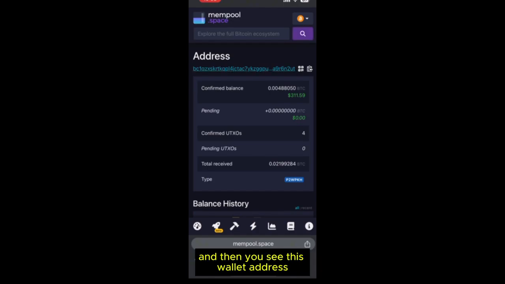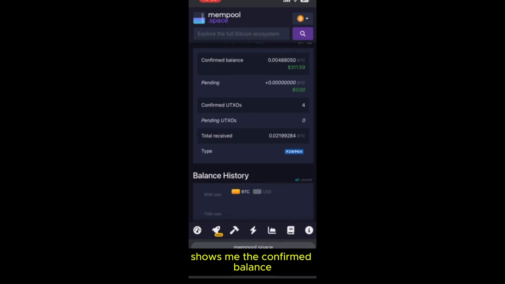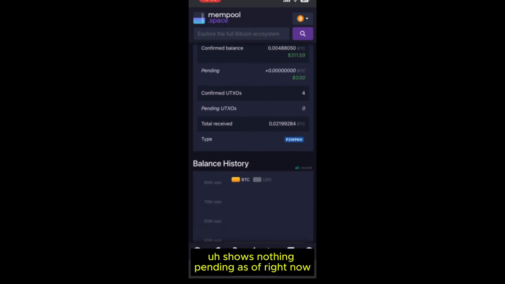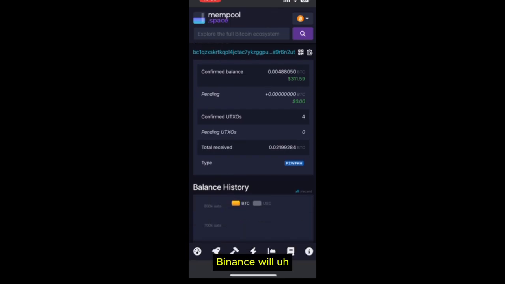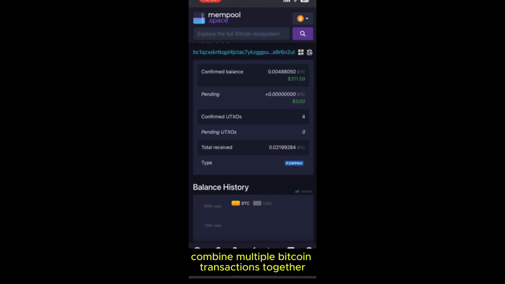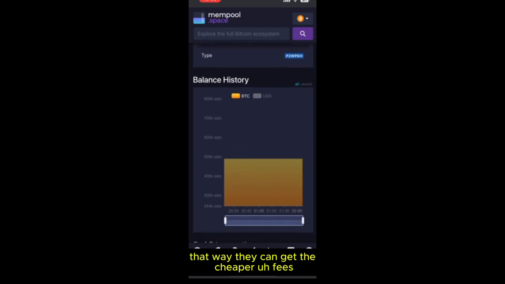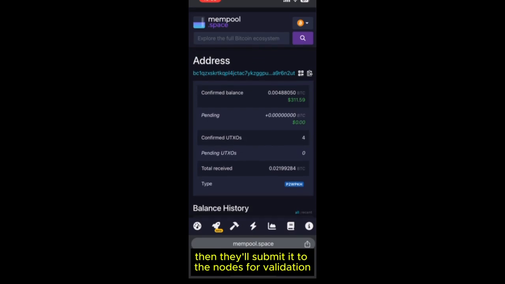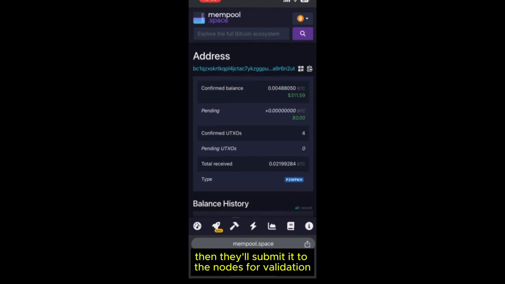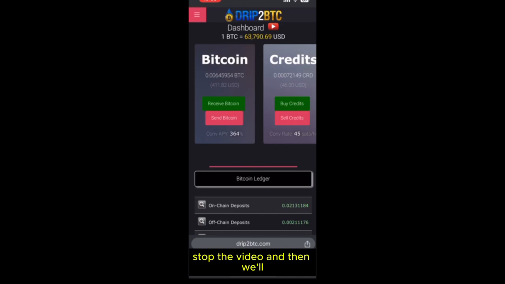Then you see this wallet address shows me the confirmed balance. It shows nothing pending as of right now because it's still sitting on Binance's side. Binance will combine multiple Bitcoin transactions together. That way they can get the cheaper fees, and then they'll submit it to the nodes for validation. Stop the video and then we'll come back and check on it.